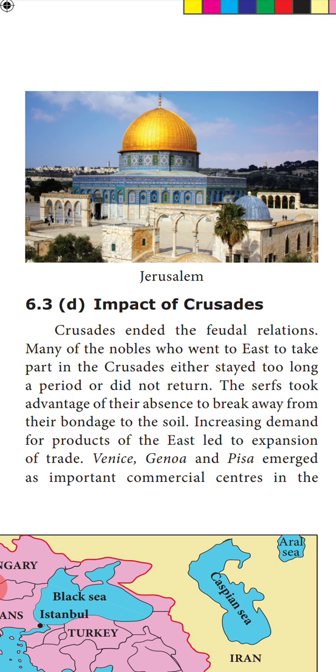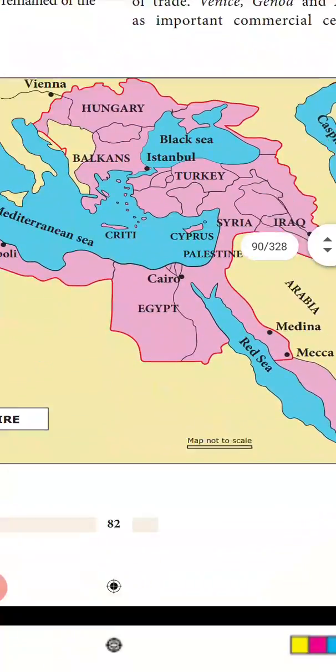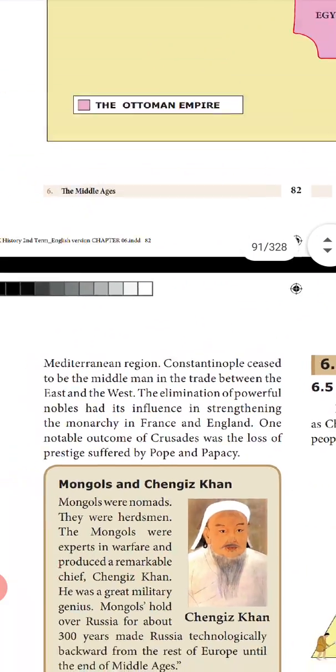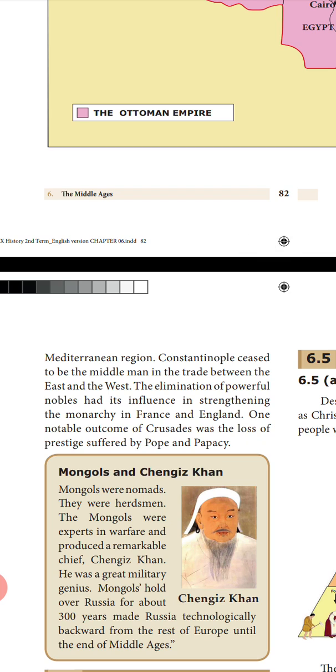Venice, Genoa and Pisa emerged as important commercial centers in the Mediterranean region. Constantinople ceased to be a middleman in the trade between the east and west. The elimination of powerful nobles had its influence in strengthening the monarchy in France and England. One notable outcome of the Crusades was the loss of prestige suffered by the Pope and the papacy.